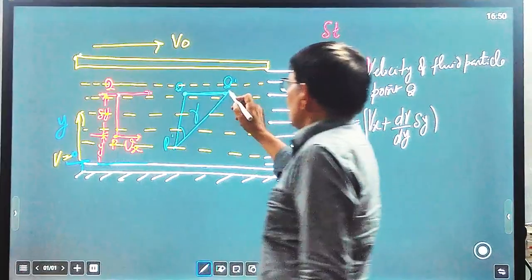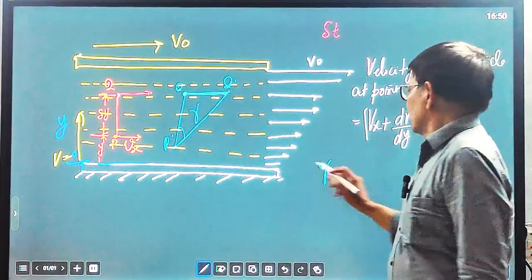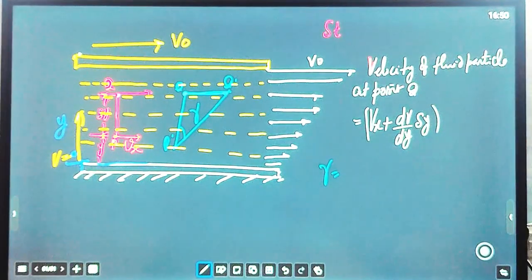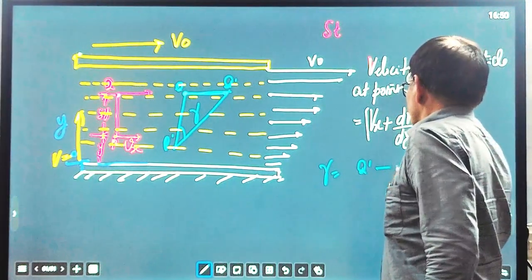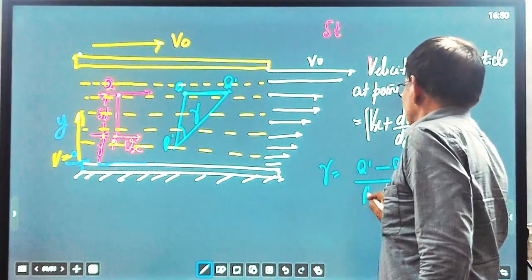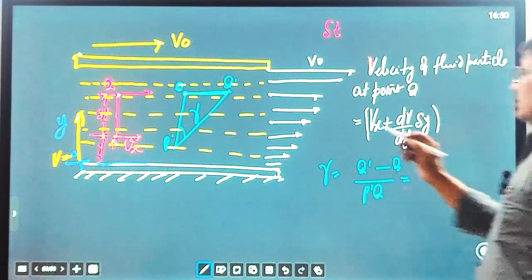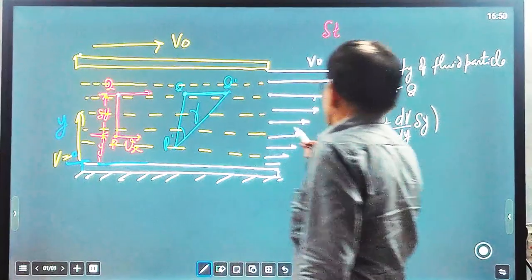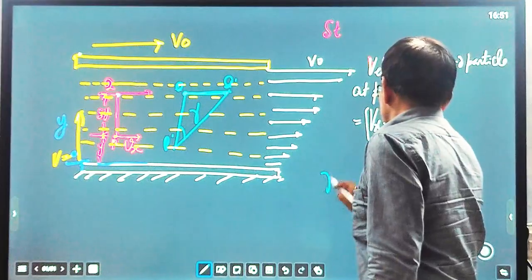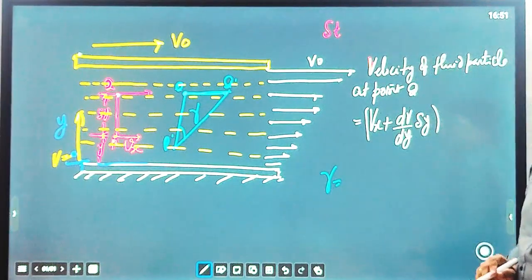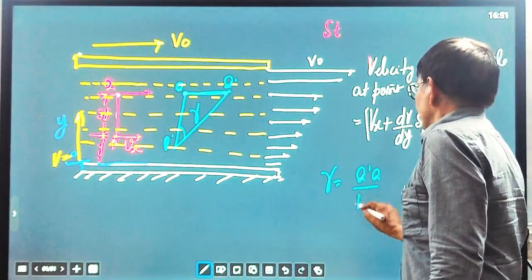So how can you define Q dash minus P dash? So we find the strain here. How can we find the strain here? Strain we can define by Q dash minus Q upon P dash Q. That is the strain, and we know that Q dash equal to this distance that we reach from Q to Q dash. Sorry, that is not the case. Gamma means the strain that is developing. Strain means Q dash Q upon P dash Q.